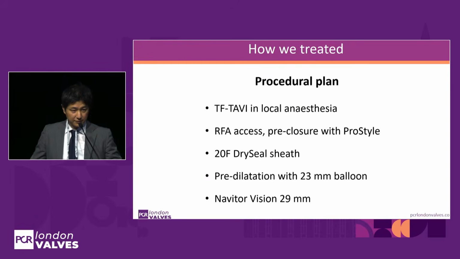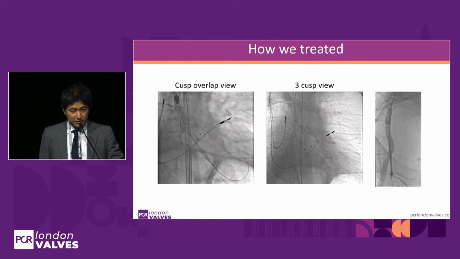Yep. Great, thanks. So Yusuke, you have one more closing discussion, right? Yep. So we decided to do the Navitor Vision 29. Here's the plan. Transfemoral TAVI under pure local anesthesia, with the main access from the right side, pre-closed with one ProGlide. We typically use a big sheath, a 20 French dry sheath, and pre-dilatation with a 23 non-compliant balloon. And we deployed the Navitor Vision 29. The procedure was very straightforward, so I won't explain too much.